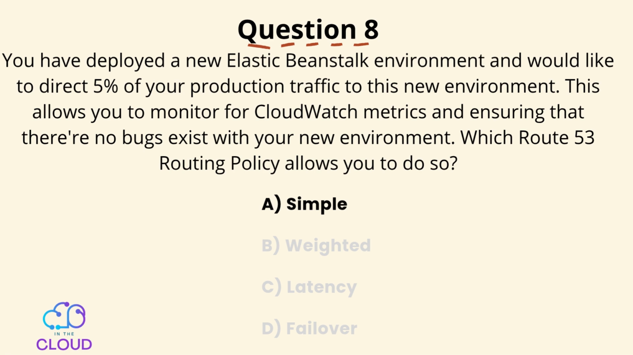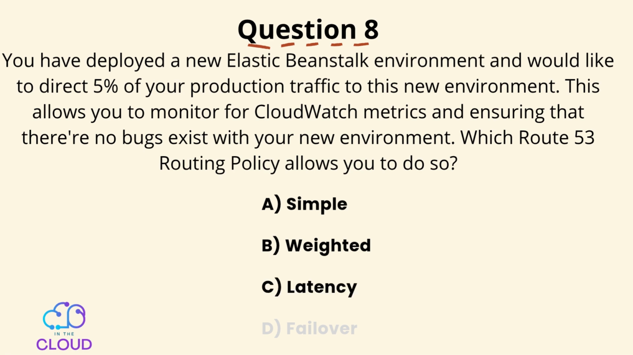A. Simple policy. It allows one record with one or multiple IP addresses. For multiple values in a record, it returns them to the user randomly. B. Weighted policy. It allows us to split our traffic based on different weights assigned. For example, we can set 10% of our traffic to go to US East 1 and 90% to go to US West 1.